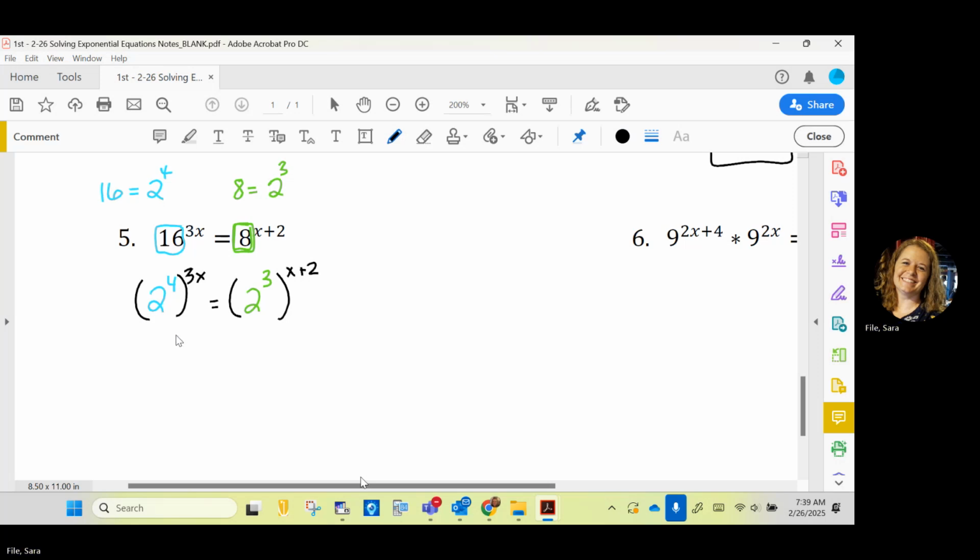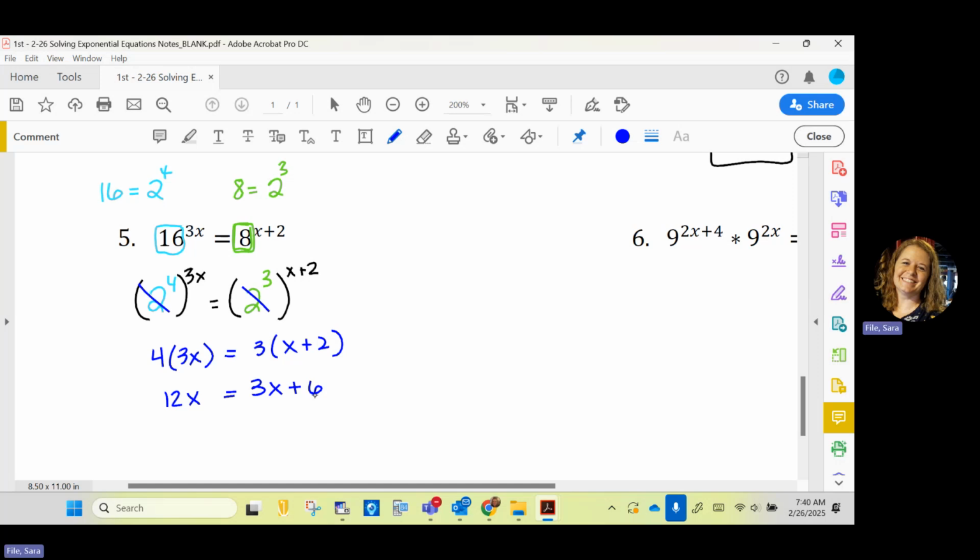Okay. Now I can drop the bases to set both sides equal. Now when I drop the bases, what do I do with that 4 and 3x? I multiply them. If you need to show that step, it's 4 times 3x. And over here, it's 3 times x plus 2. Show this step. Some of you don't need to. Some of you can just go straight to, oh, that's going to be 12x. And that's going to be 3x plus 6. Some of you will go straight to that step.